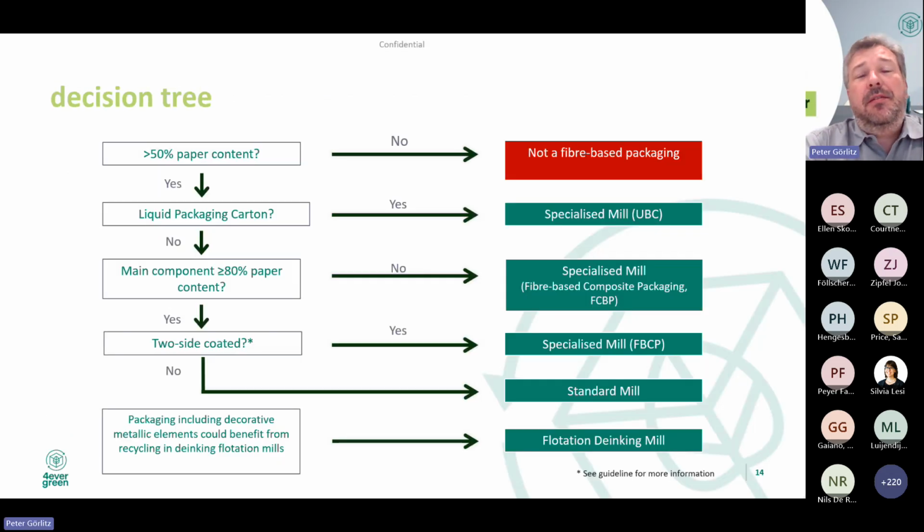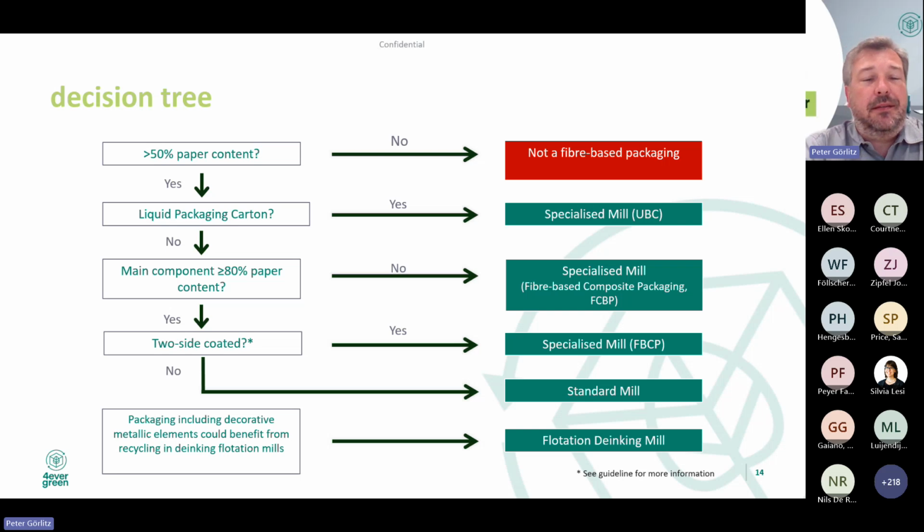Now let's come to the decision tree, which basically tells you which part of the design guideline is probably the most relevant to me. We start on the top left, where the first question is: is the paper content above 50%? If the answer is no, then this is not a fiber-based packaging, and therefore our guidelines do not apply to this type of packaging.